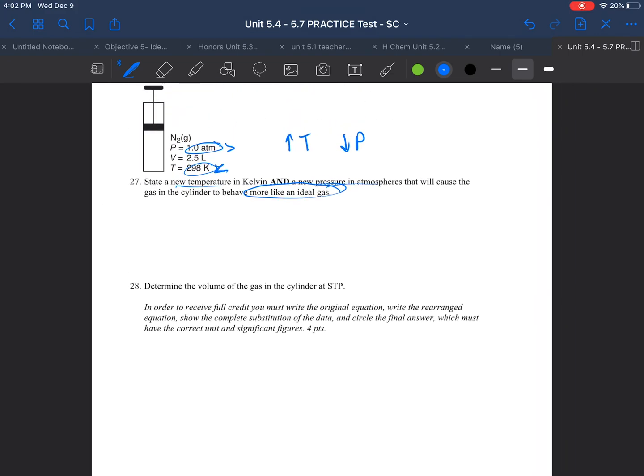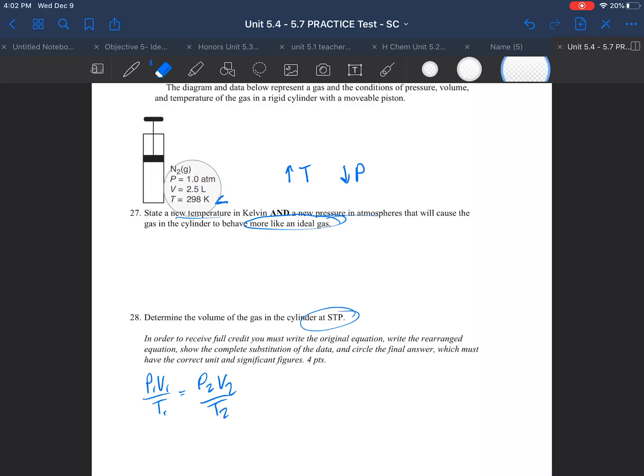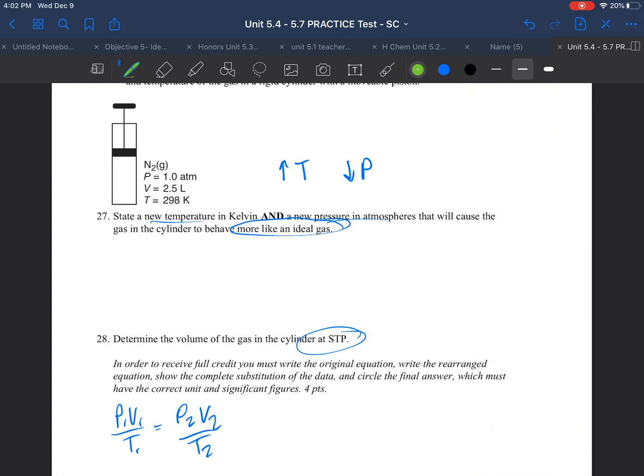28. So now we're determining the volume of the gas at STP. So when we're changing conditions, it's automatically going to be the combined gas law. So P1 V1 over T1 is equal to P2 V2 over T2. We just have to define what those variables are and figure out what we're solving for. And so our initial condition is going to be these conditions up here. So call this our P1, V1, and T1. If we're determining the volume of the gas, so what's our new volume? That means we're solving for V2.